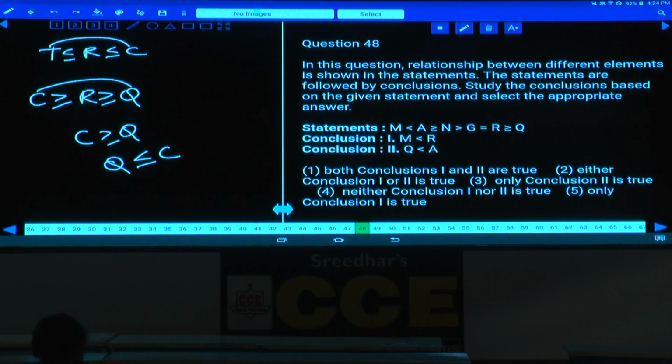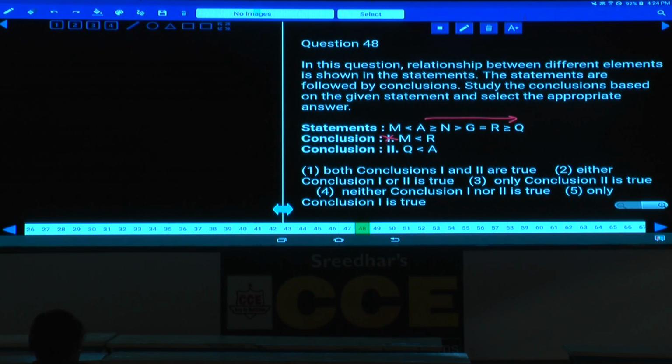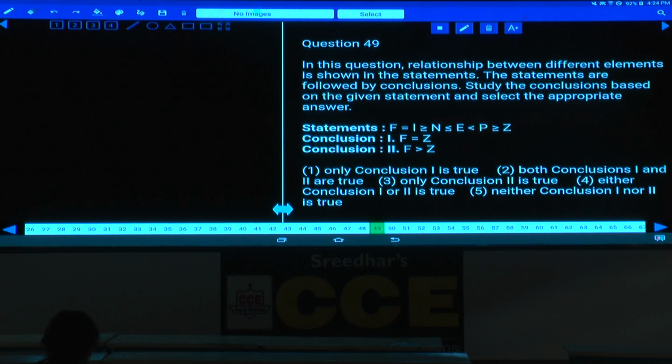Then 48. Now in this question number 48, the relation between M and R. Now M is here, R is here, between these two there is 1 lesser than, 1 greater than, two opposite symbols, that is false. Then the next one, Q and A. A is here, Q is here, between A and Q. Now the relation between A and Q is A greater than Q is definitely true. If A greater than Q is true, Q lesser than A is also true. Hence only conclusion 2 is true, that is choice 3. 48 choice 3.